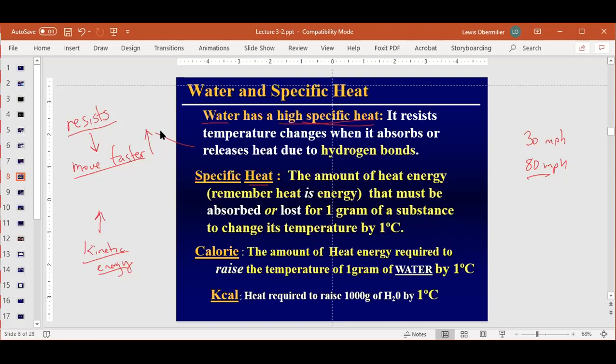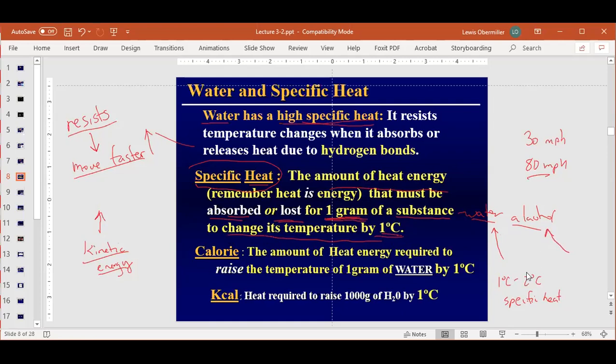So a couple definitions you need to know. Specific heat is the amount of energy that must be absorbed or lost, so gained or lost, for 1 gram, and you might not know what a gram is yet, but when you get to the metric system lab, you will, of any substance. It could be water, alcohol or whatever. Every substance is going to have a different specific heat to change its temperature by 1 degree Celsius. However much energy I have to put into water to make it go from 1 degree Celsius to 2 degrees Celsius, that's its specific heat. Does that make sense? Yeah.